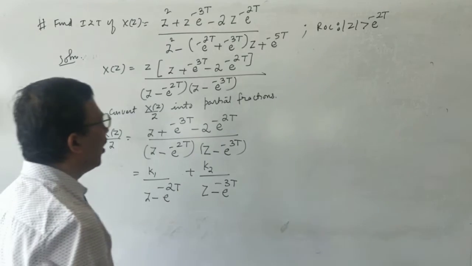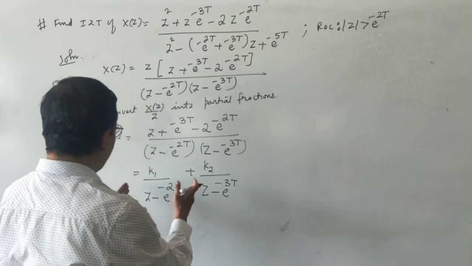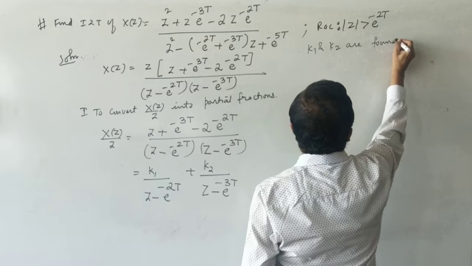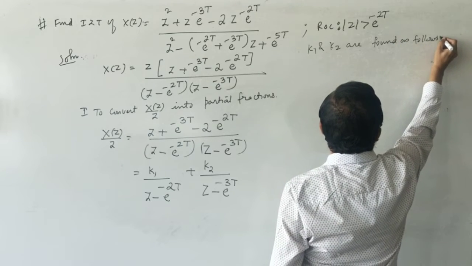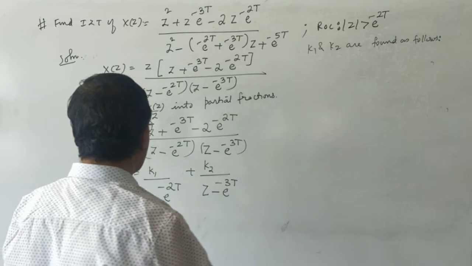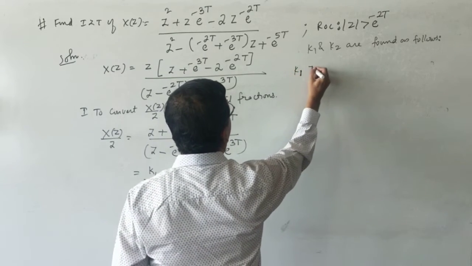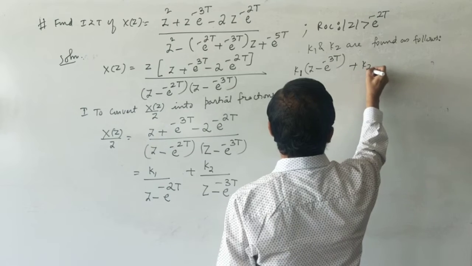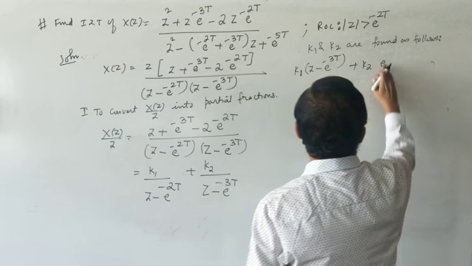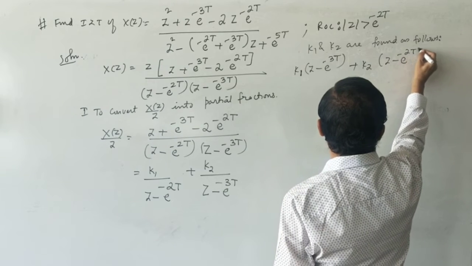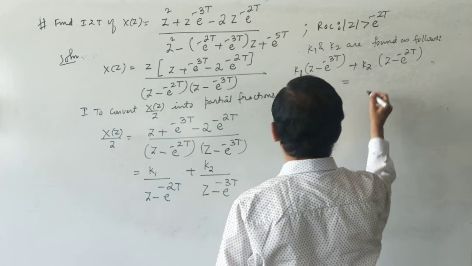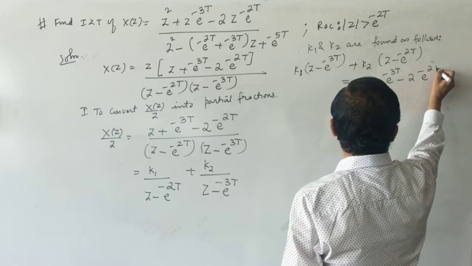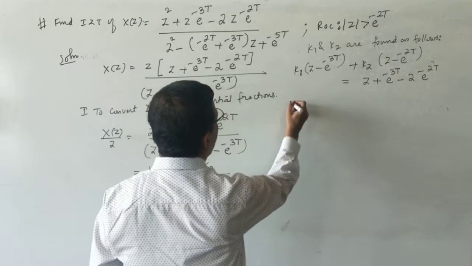The constants K1 and K2 are found as follows. K1(z - e^(-3T)) + K2(z - e^(-2T)) = z + e^(-3T) - 2e^(-2T). So first I will find K1.